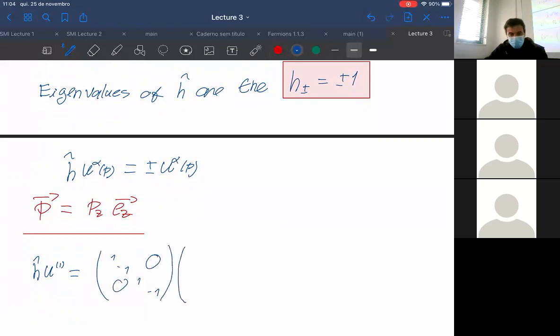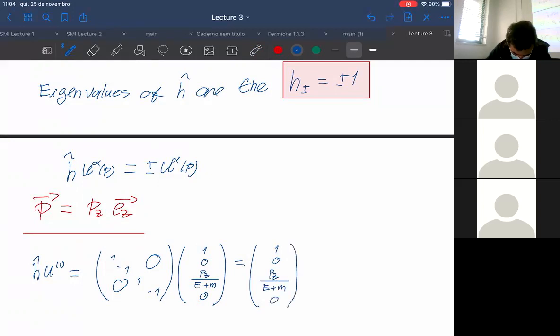And now we apply it to U1. And to U1 it was 1, 0. Px and Py are 0, so there's another 0 entry here. Pz over E plus m and 0. And this is equal to, so this, it's 1, this goes to 0, this keeps the same, this goes to 0. So it's the exact same eigenstate. Not eigenfunction, eigenstate in this case.